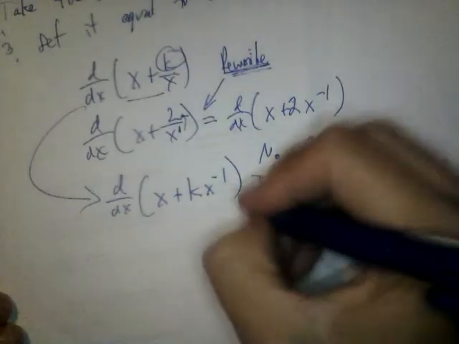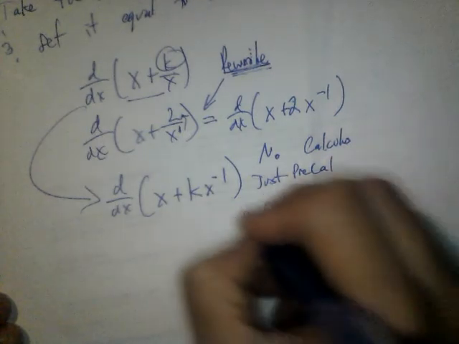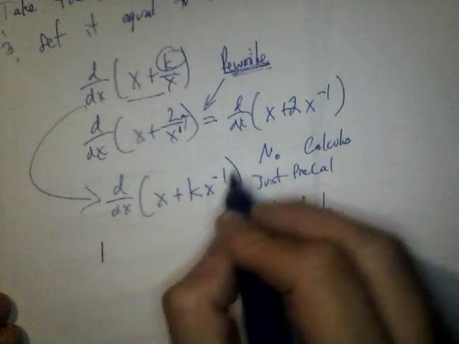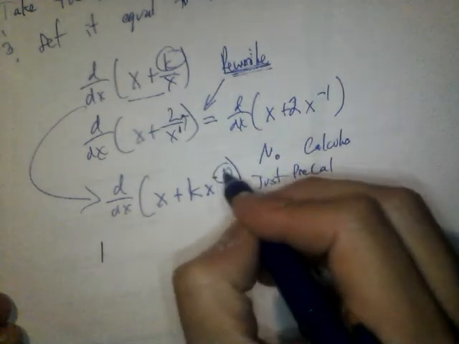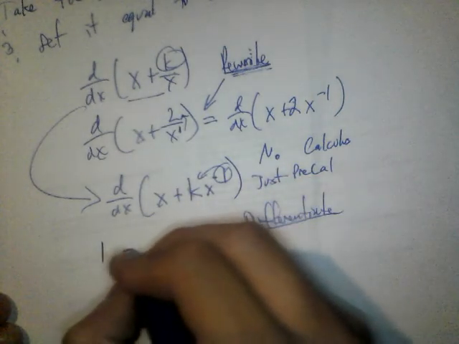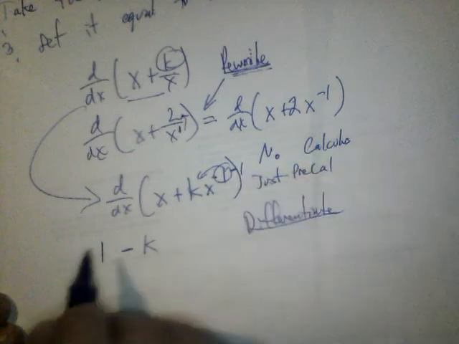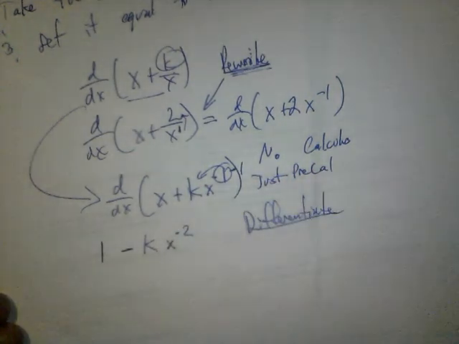Now I'm going to differentiate. And when you differentiate, you're going to use calculus. So the derivative of this is 1. The derivative of x is 1, excuse me. The derivative of this, we're going to use the power rule, okay? So what is negative 1 times k? It is just negative k, okay? And then I'm going to subtract 1 from negative 1, which gives me x to the negative 2, all right?